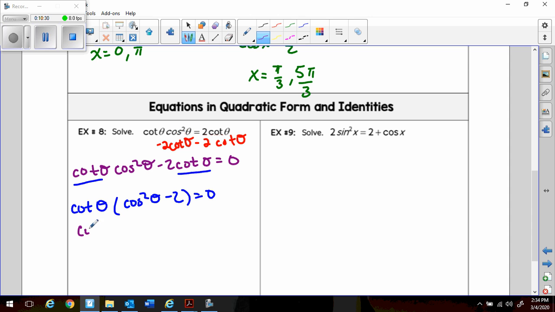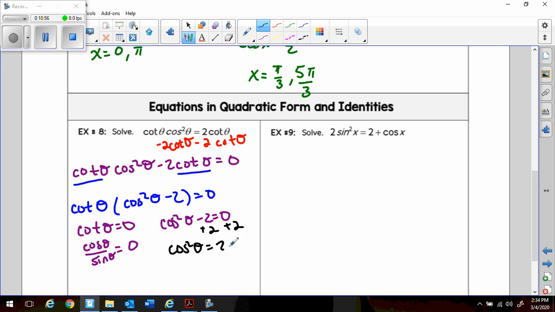So cotangent, where does cotangent equal 0? Cotangent is cosine over sine, so I'm looking at where cosine equals 0, right? Now this is cosine squared theta minus 2 equals 0. I'm going to add the 2 to move it to the other side. So I have cosine squared theta equals 2. Now I'm going to take the square root, and then theta is equal to plus or minus the square root of 2.